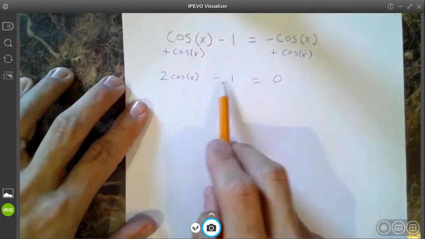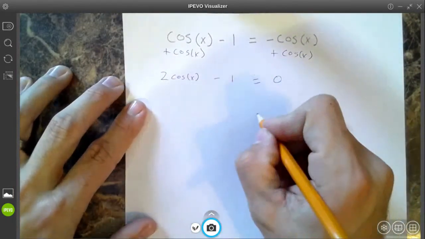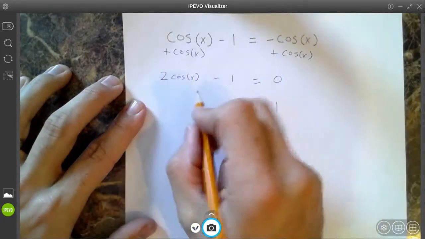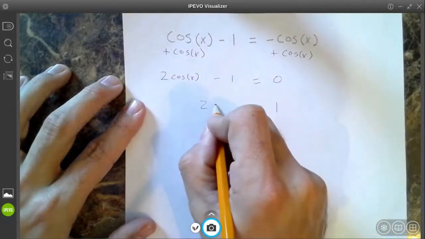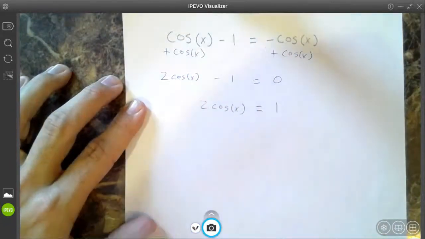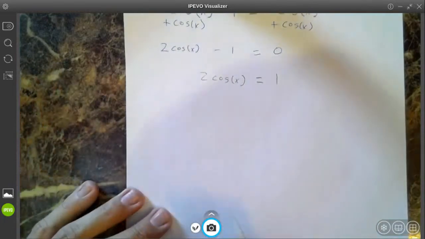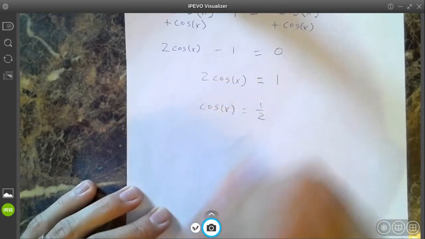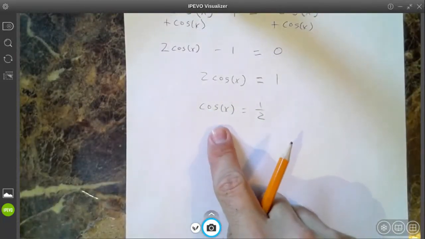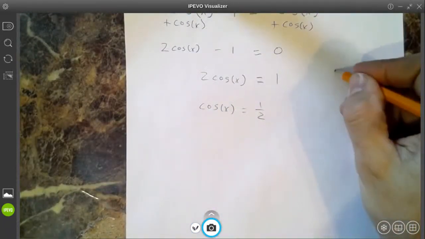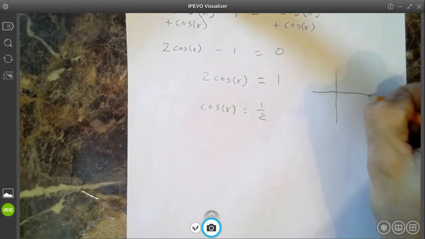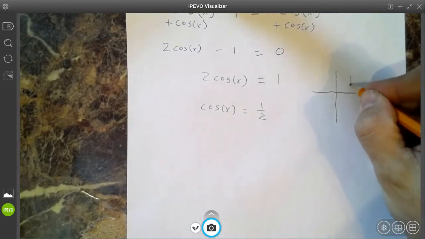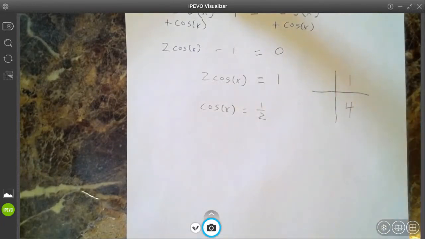Now from here we're going to move the 1 over to the right side, and then we're going to divide by the 2. So plus 1 to both sides, and then divide by the 2. So we get cosine of x is equal to 1/2. Now, because cosine of x is equal to positive 1/2, and we're talking about the x values with cosine, that means our answers are going to be in quadrant 1 and in quadrant 4.